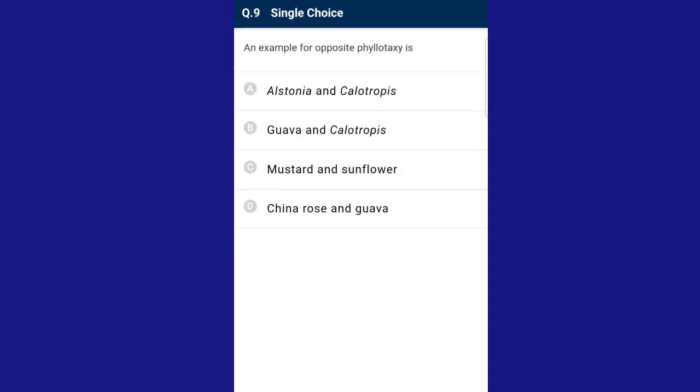Question number 9. An example for opposite phyllotaxy is. In the alternate type of phyllotaxy, a single leaf arises from each node. Examples, China rose, mustard and sunflower. In the opposite type of phyllotaxy, a pair of leaves arise at each node and lie opposite to each other. Examples, guava and calotropis. So the correct option is B.